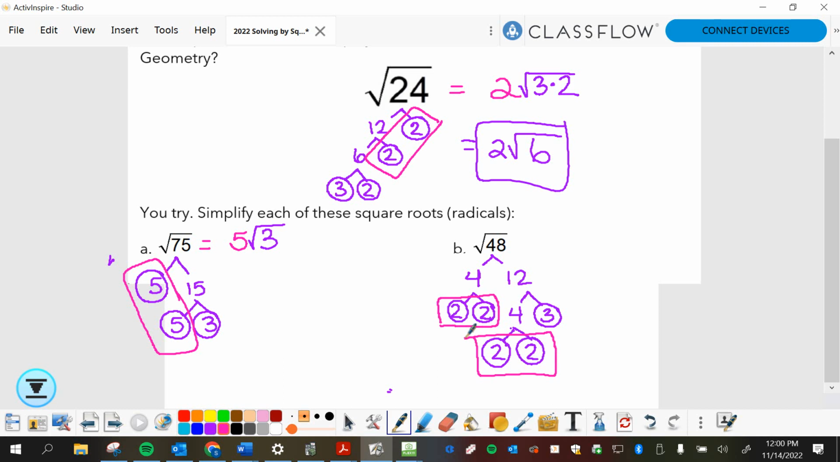So when that happens, when you have more than one pair, you get to pull out a 2 for each group. So I get to pull out a 2 for the first pair. I get to pull out another 2 for the second pair, and I'm multiplying them, okay? And then what is stuck under my square root? The 3. And then I simplify it just a bit further. I can multiply those two 2's that are outside and make 4. So this would be 4 square root of 3.